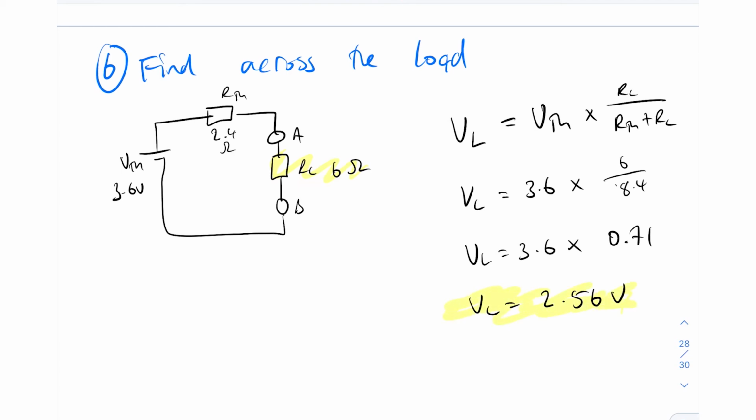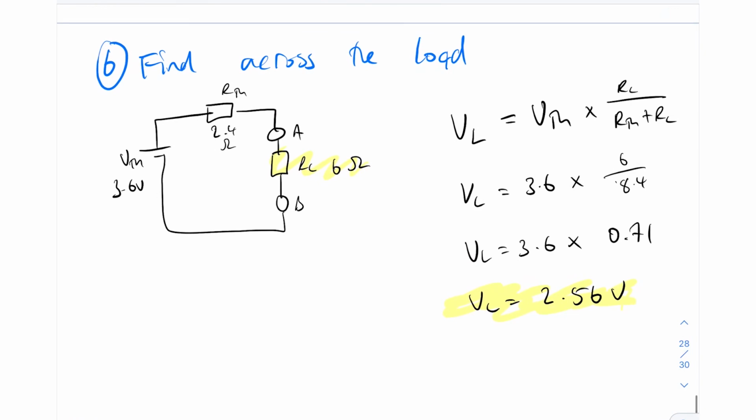Now you know, and you can do the same thing for current. It's just V equals IR. And yeah, so that's it. We're finished with our Thevenin's analysis, or Thevenin's theorem.